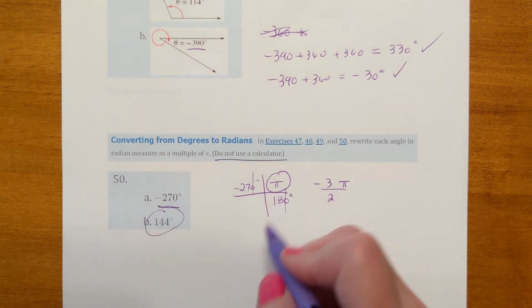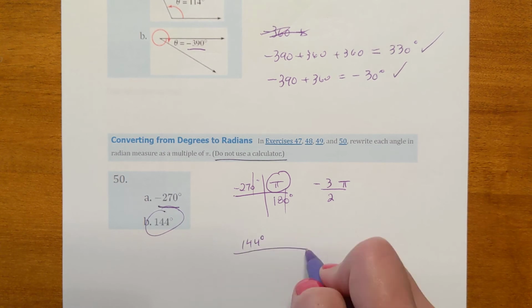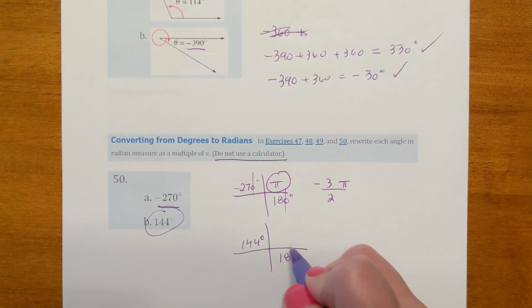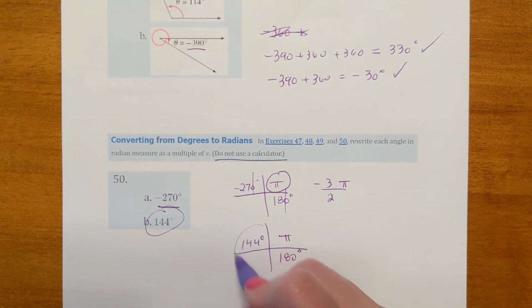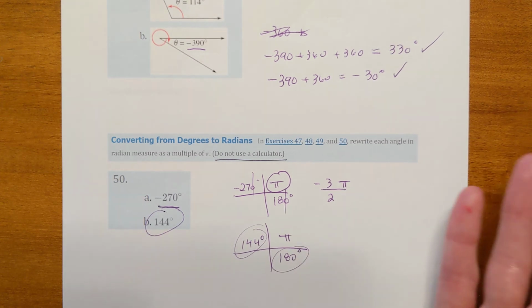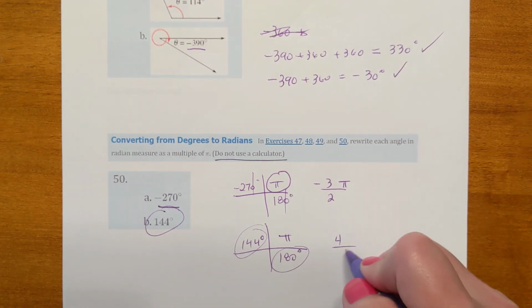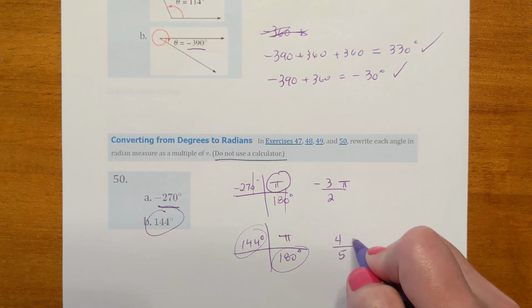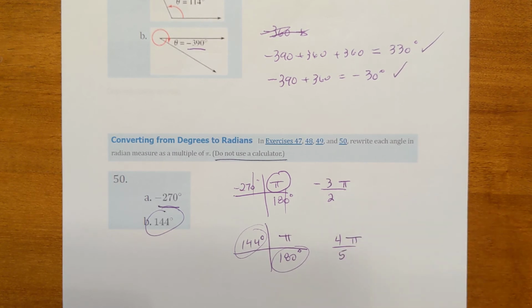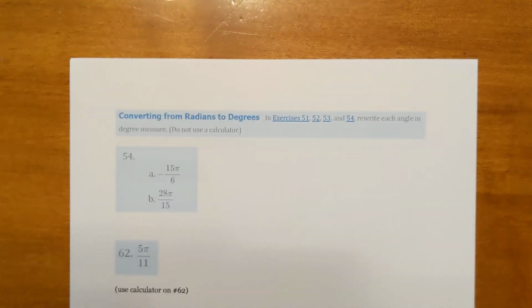Okay, same thing here. So we got 144 degrees, and we don't want degrees. We want it in radians. So again, leave the pi out of it. So you got 144 over 180. So divide it by 2, and then divide again, and after you finish reducing it, you'll end up with 4 fifths pi.